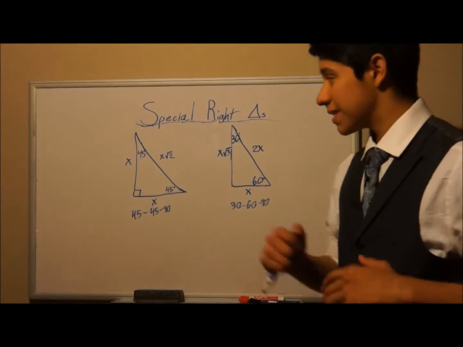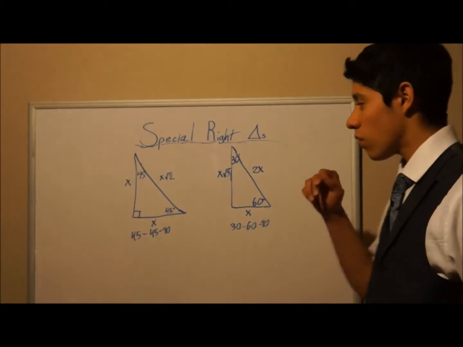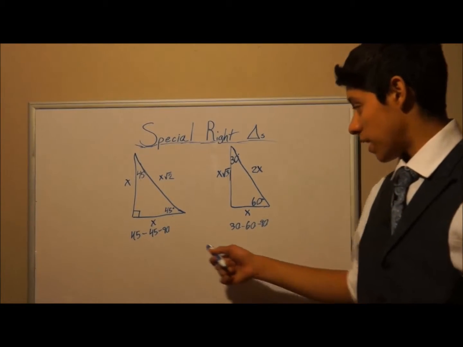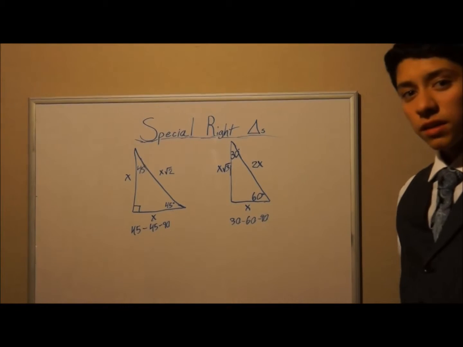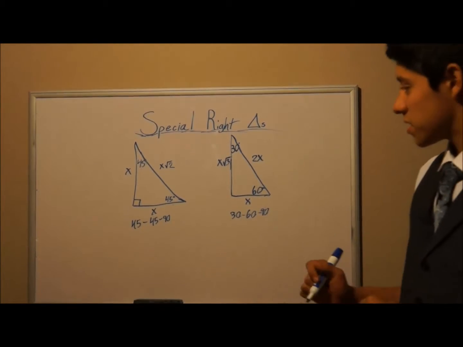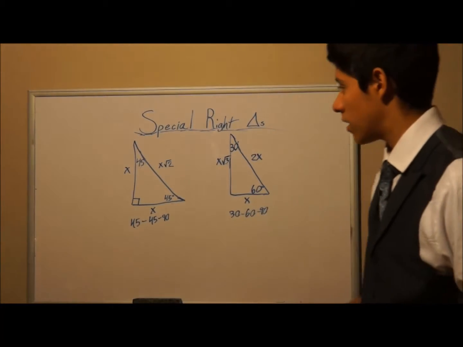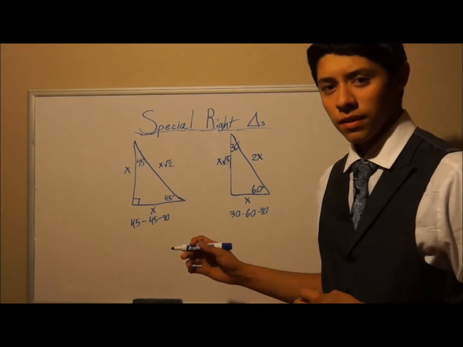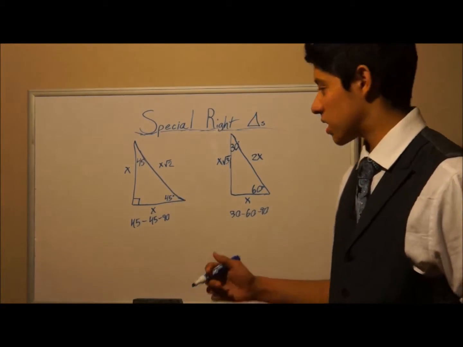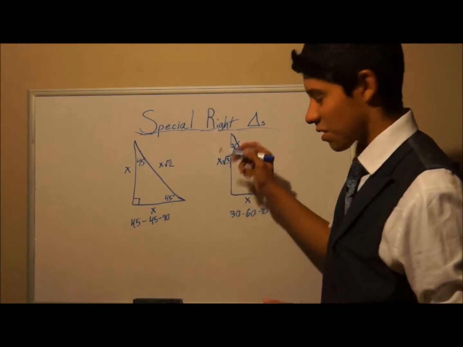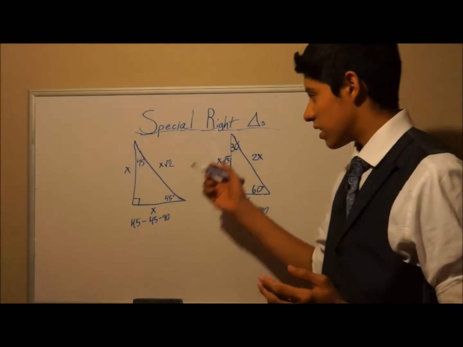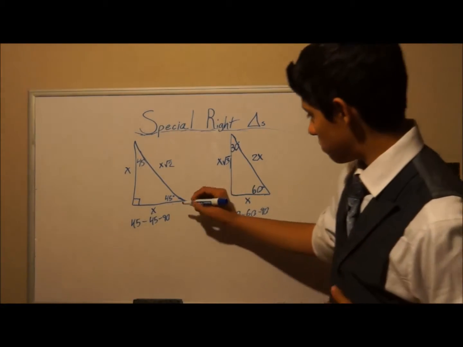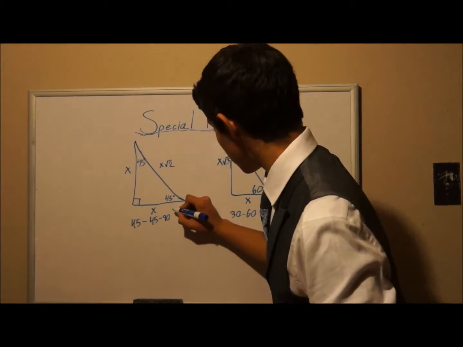Oh, hello there. Today I will be teaching you how to solve for these two special right triangles, 45, 45, 90 and 30, 60, 90. Okay, let's get started with the 45, 45, 90. Just looking at this may look a little confusing. X's, square roots, yeah. But it may be simpler if we make it into equations.